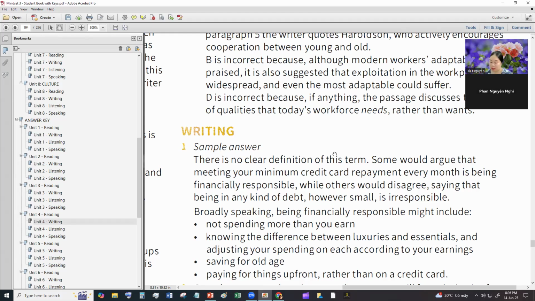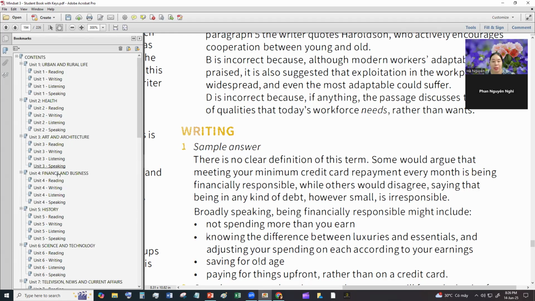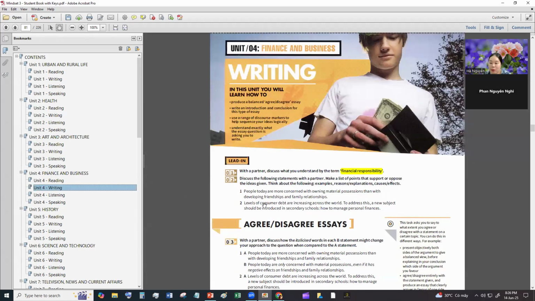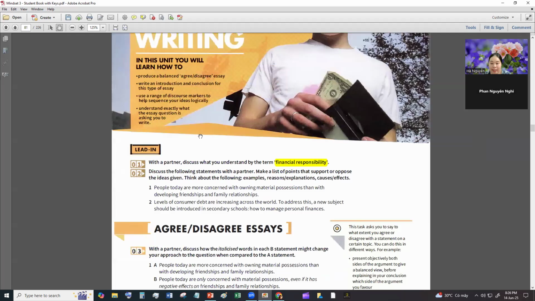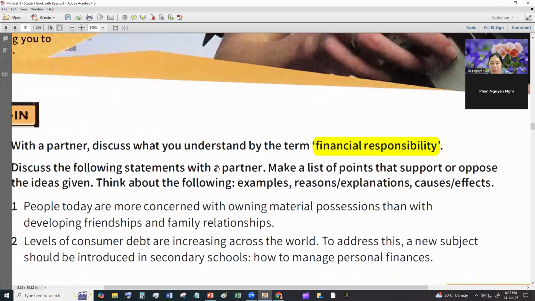I think I agree with not spending more than you earn. That's right. That's being financially responsible. I agree with you there. Okay, thank you very much. Let's come back to Unit 4. Okay, so we've looked at and discussed the term financial responsibility.